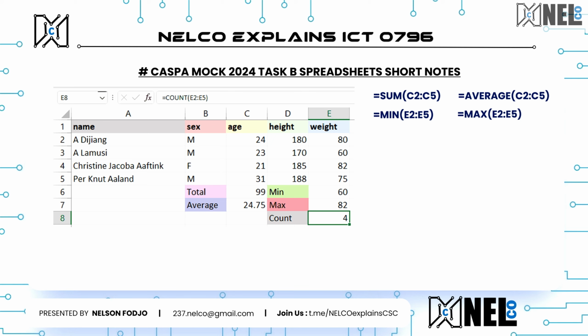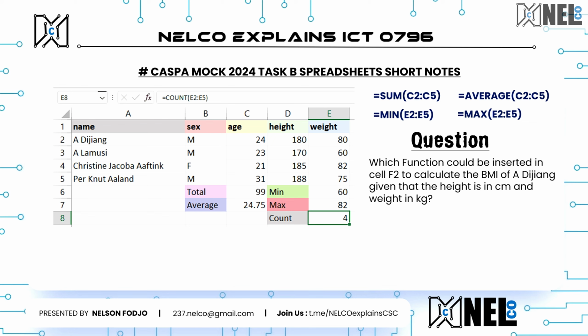Good. So if you have understood how this formula works, I want you to use a function and tell me which function could be inserted in cell F2 to calculate the BMI, the body mass index, of A. Jishang. This is the person here. Of A Jishang, given that the height is in centimeters and the weight in kilograms. The height is 180 centimeters and the weight 80 kilograms. So what is the function to calculate his BMI in cell F2?